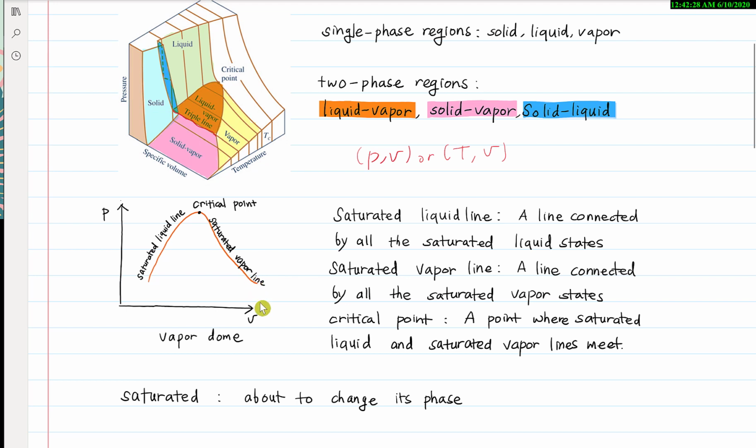In thermodynamics, saturation indicates a mixture of vapor and liquid, or it implies that the substance is about to change its phase. The point where the saturated liquid line meets the saturated vapor line is called the critical point. The dome-shaped region bounded by the saturated liquid line and the saturated vapor line is called the vapor dome.